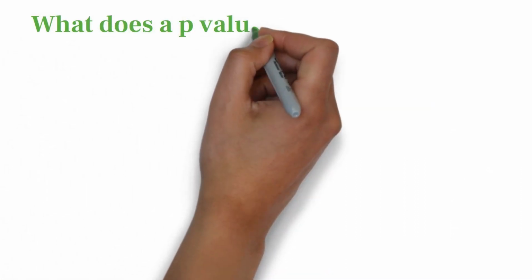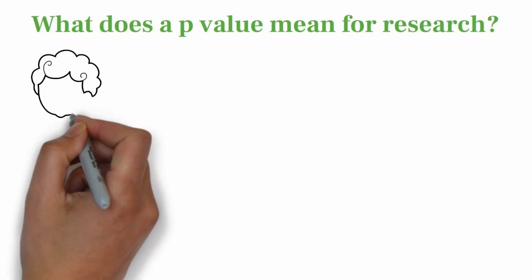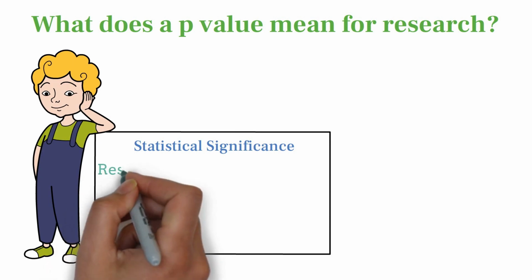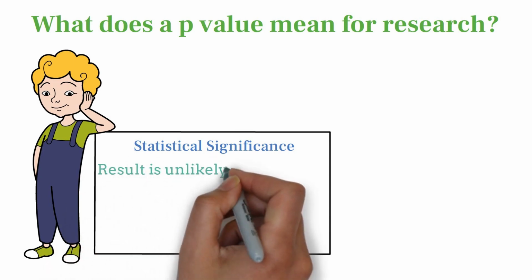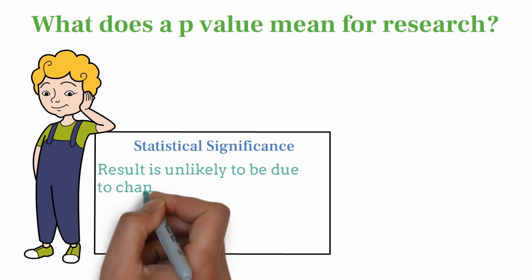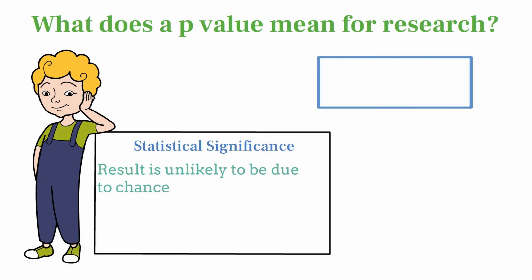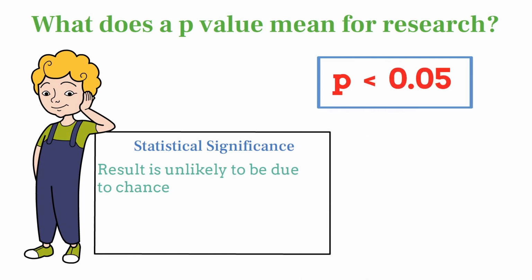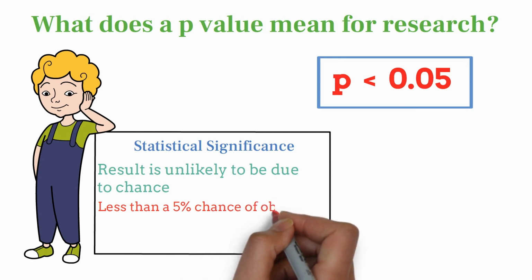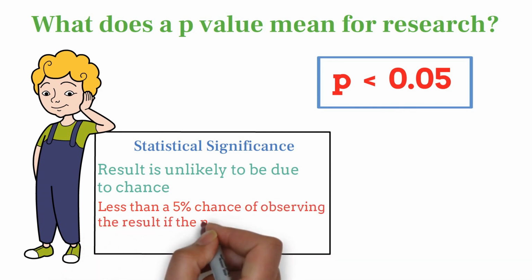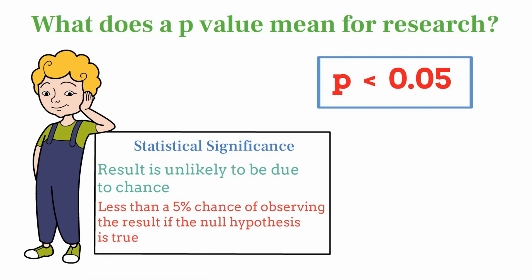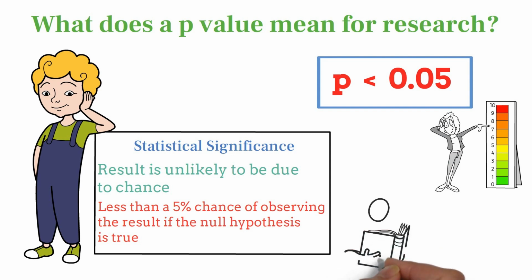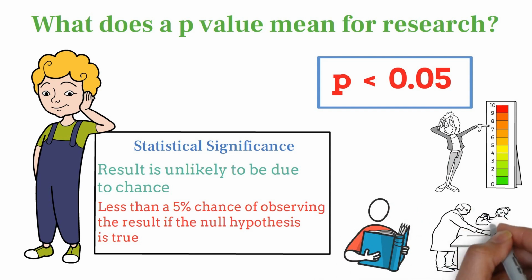What does p-value mean for research? P-values are used to determine statistical significance, which is a way of saying that a result is unlikely to be due to chance. The most common threshold for statistical significance is p less than 0.05, which means that there is less than 5% chance of observing the result if the null hypothesis is true. However, this threshold can vary depending on the field of study and the specific research question.